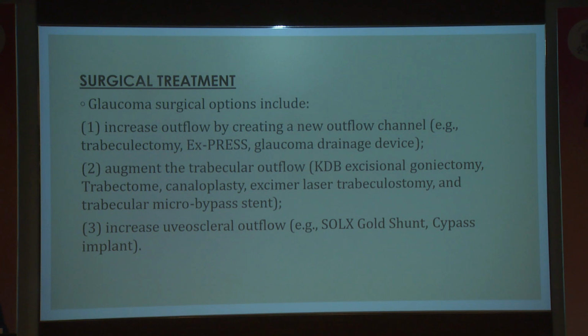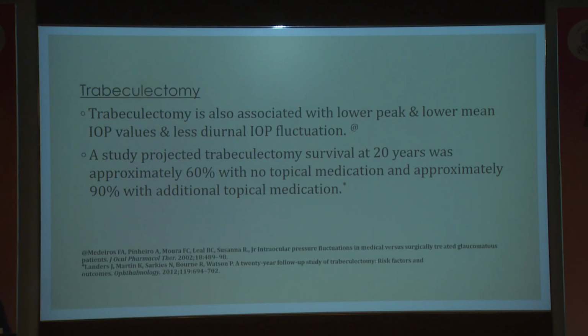The third is the uveoscleral outflow, which is a little more controversial and dangerous, the Solx gold shunt, and the CyPass implant, which has now been discontinued. So trabeculectomy has been shown to be associated with a lower peak as well as lower mean IOP as compared to medical therapy. So this is one advantage it has over standard medical treatment. And the average survival for a trabeculectomy is shown to be about 60% without medicines at 20 years and 90% at 20 years with additional medication.